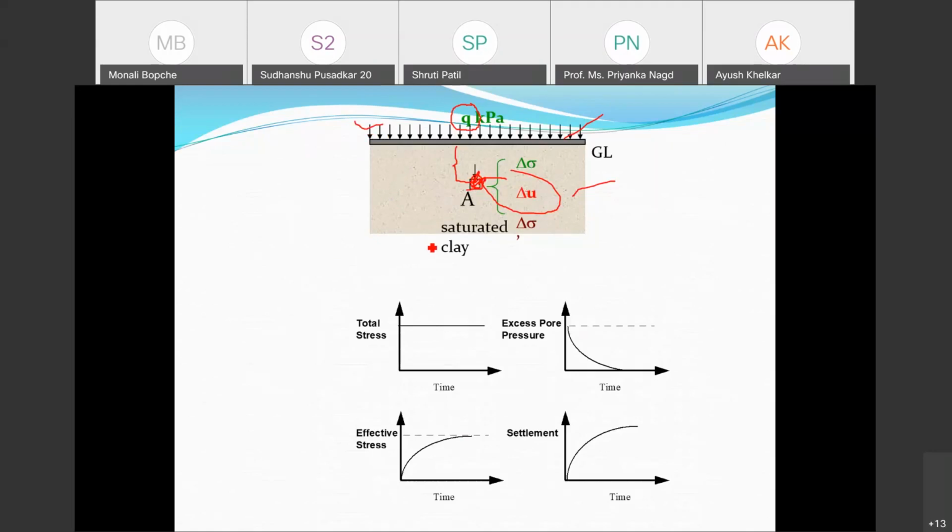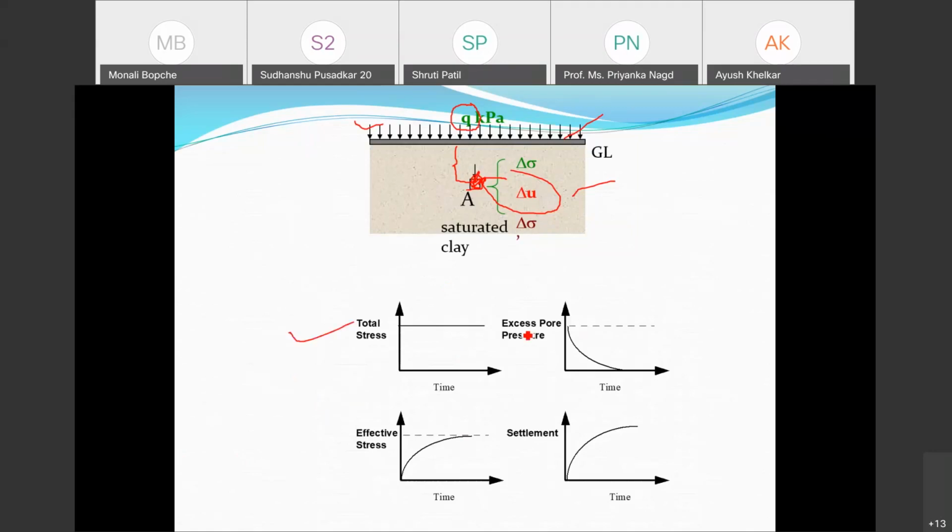If there is no surcharge, the soil at point A is already compacted to a total stress, which is gamma into H. Because I am applying Q, the additional stress coming from the structure tries to create a settlement in the soil mass. So I should find out that settlement because of the Q value. Initially, it is the total stress condition.